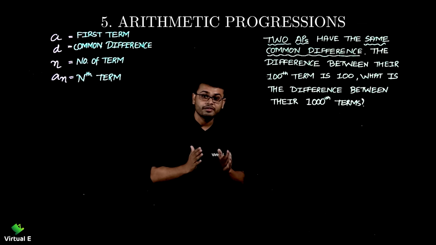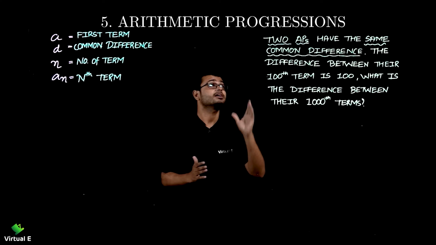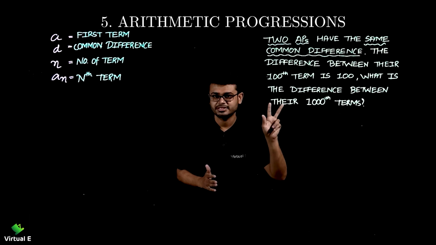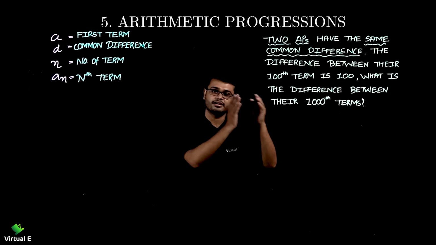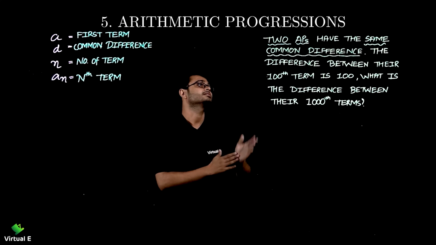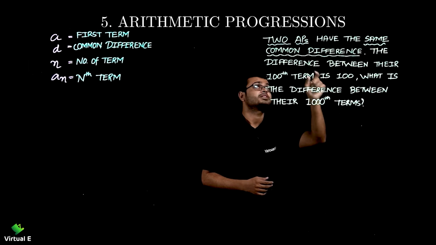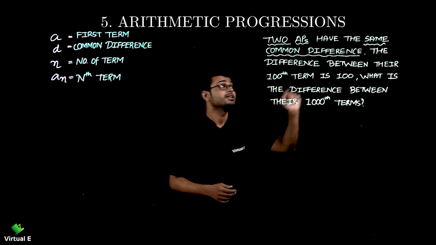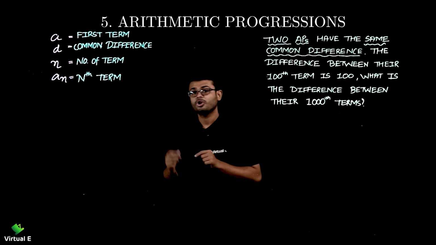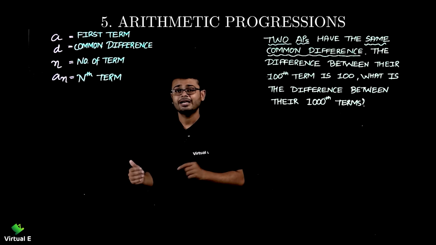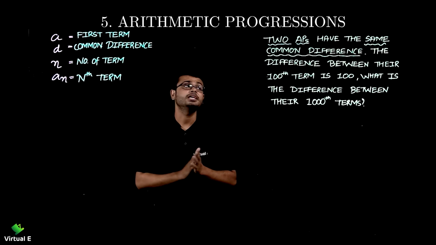So far, in whatever questions we have discussed, there was only one AP. But in this case, there are 2 APs. So maybe we are going to repeat the calculations again and again for one AP, then another AP. So that's the reason. 2 APs have the same common difference. First condition, 2 APs. Second condition, same common difference. So the common difference of AP1 and the common difference of AP2 will be the same, which is D.